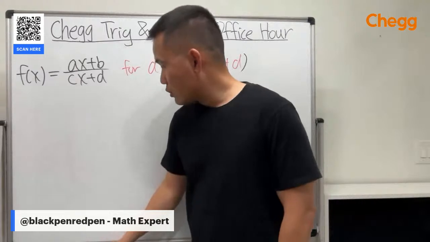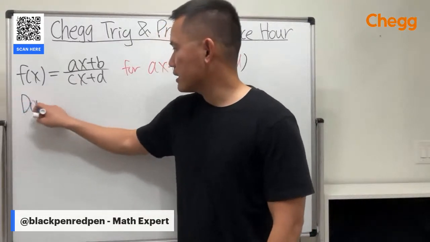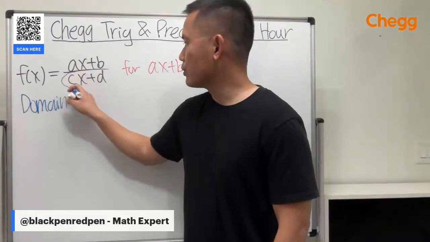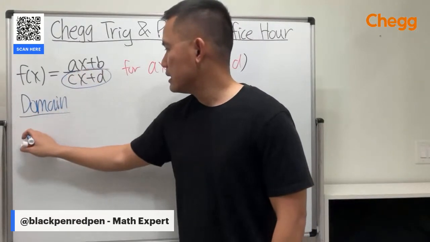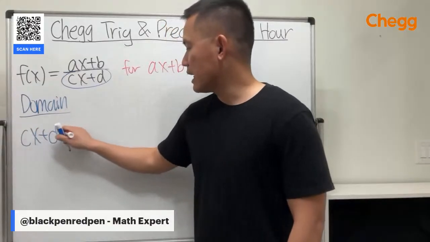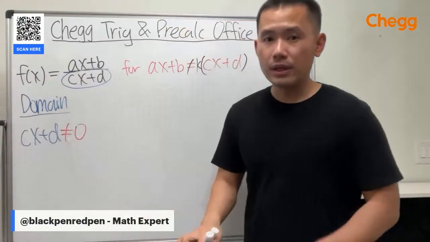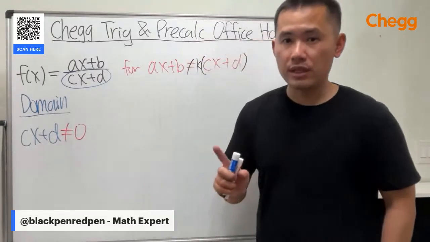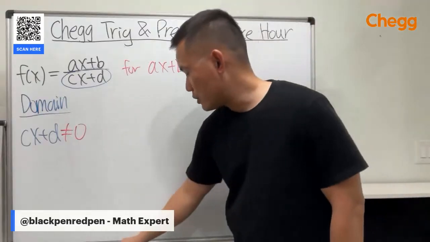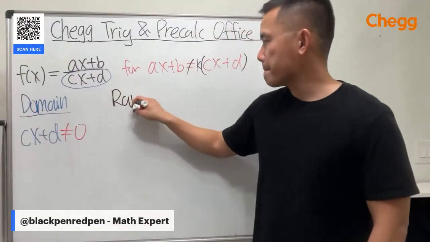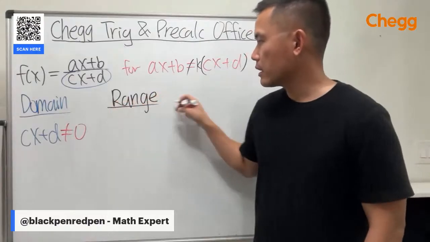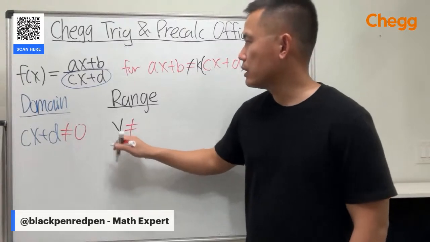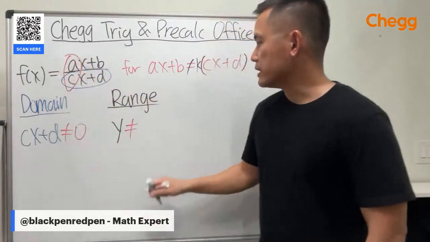Domain and range. Domain is the part where you make the bottom not equal to 0. So you say cx plus d is not equal to 0, and you're setting out the restriction. Then you'll be able to find the x value that you cannot use. Now, for the range, which is the main topic for today, it's just that y cannot be equal to a over c.